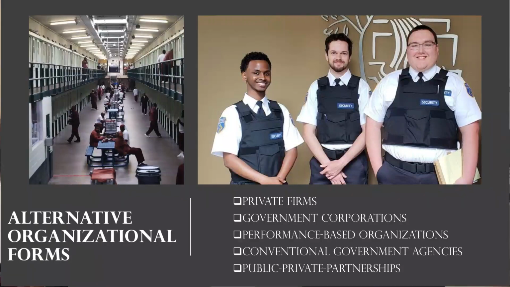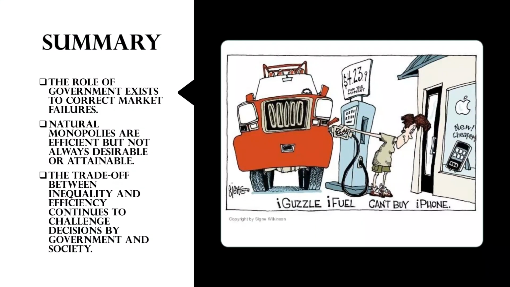All right. So in summary, I know this has been a long presentation, but just a lot of material. In summary, the role of government exists to correct market failure. Remember that. Okay, that's the original role, right? Natural monopolies are efficient, but not always desirable or attainable.